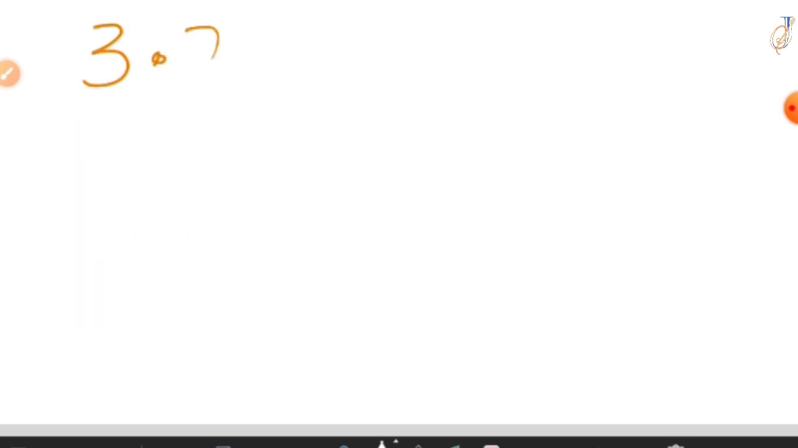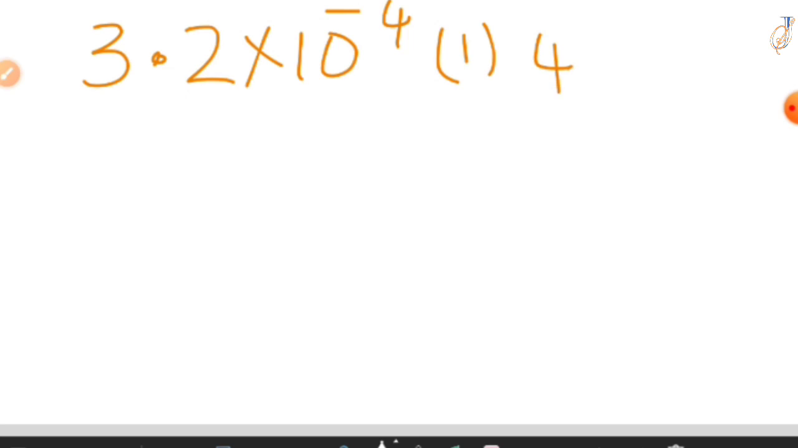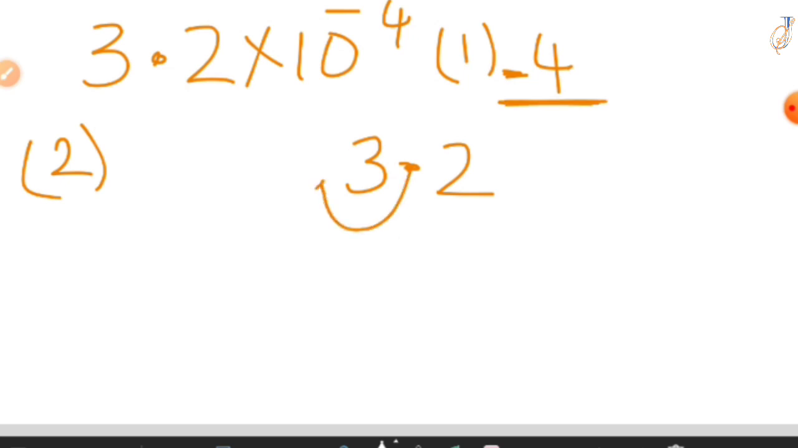3.2 times 10 power minus 4. What is our first step? Look at the exponent. Here the exponent is negative and also 4. Next, second step. If our exponent is negative, you have to move the decimal to the left. So you have to move the decimal to the left 4 places. Left. So 1, 2, 3, 4. This is step 2.